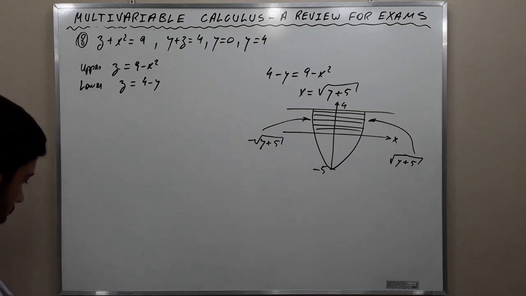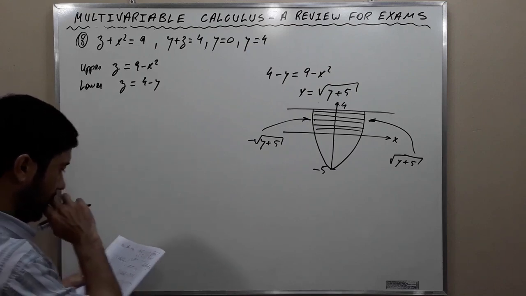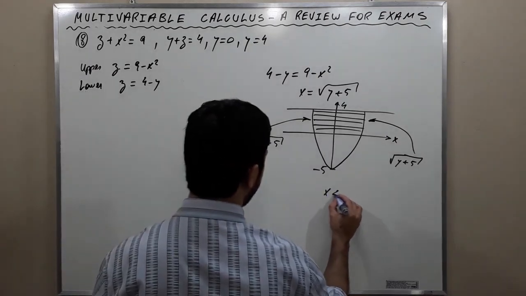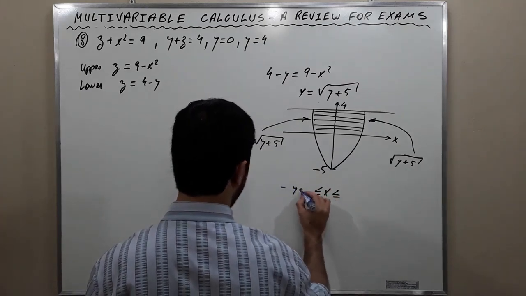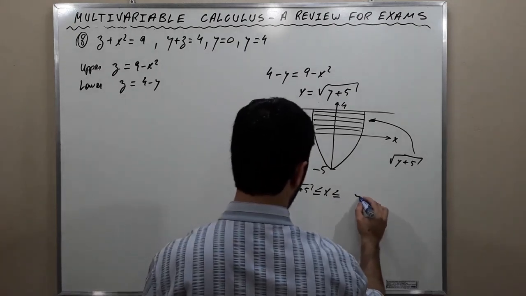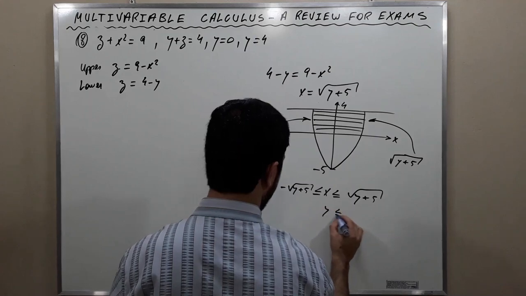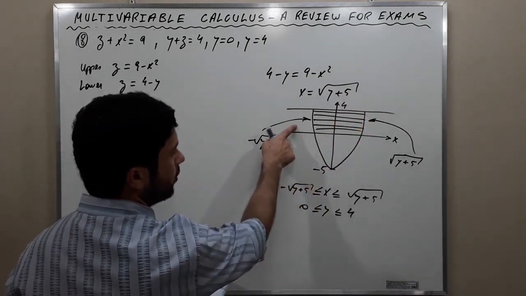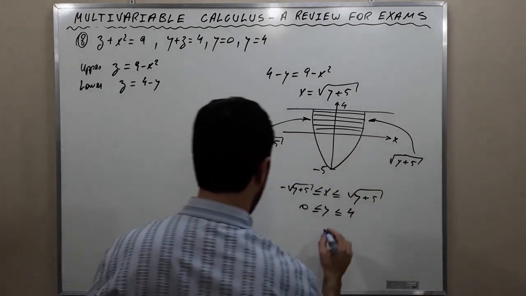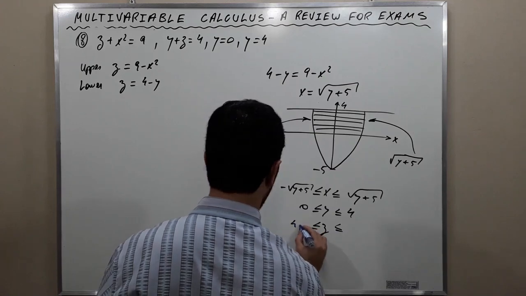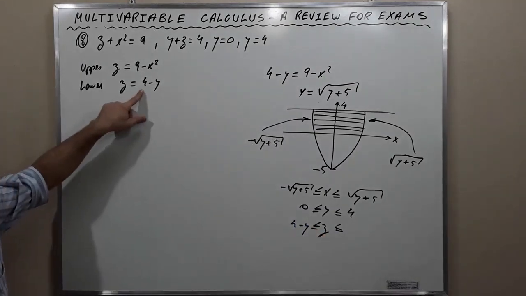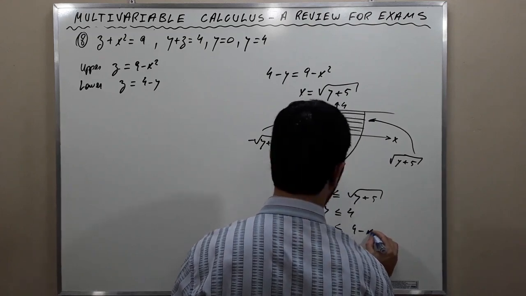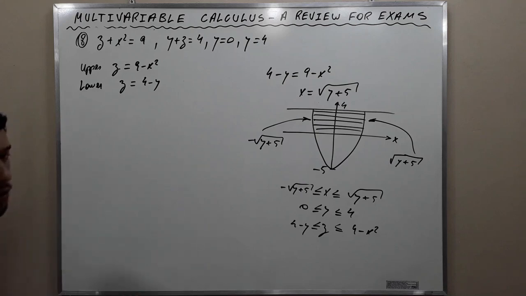And using this, we can calculate, okay, x varies from negative y plus 5, the square root of it, to y plus 5, the square root of it. Y varies from 0 to 4. Okay, y varies from 0 to 4. X varies in this direction here from this to this. And z is going to vary from 4 minus y to 9 minus x squared. And in this way, we can calculate this by using a triple integral.